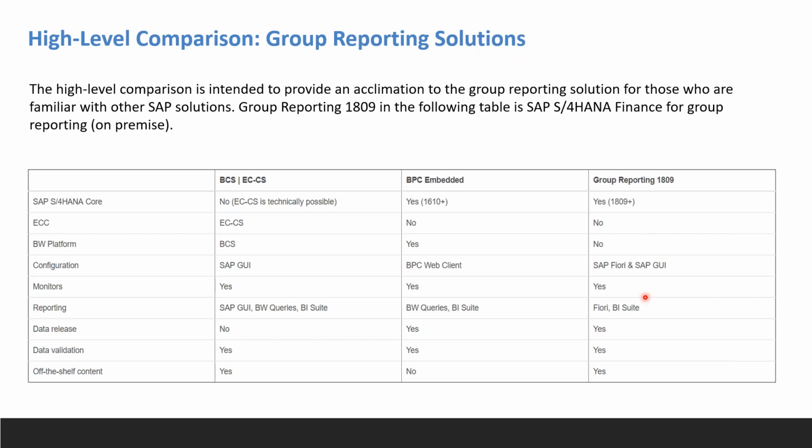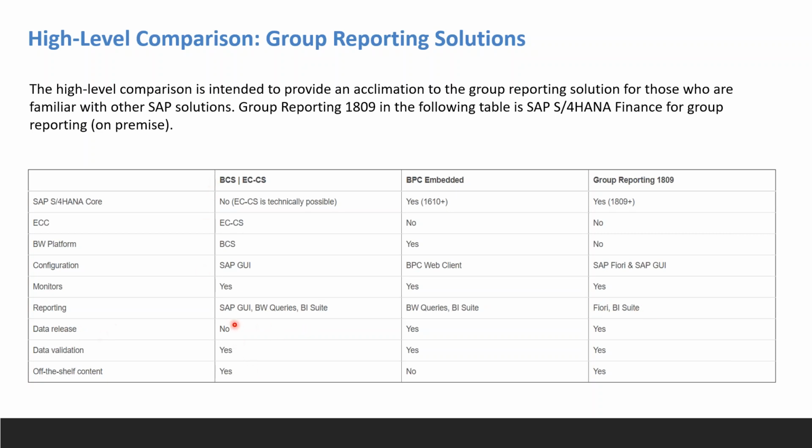To perform the consolidation, first we are going to capture the data. That capturing of the data, everything we'll do through the data monitor. Then once we collect the data, we will do the consolidation through the consolidation monitor. And on the reporting side, in BCS and ECCS, it's a GUI and BW query and BI. Here BPC embedded resides totally on the BW, right? So we are using the BW queries and BI, but here Fiori and the BI also.